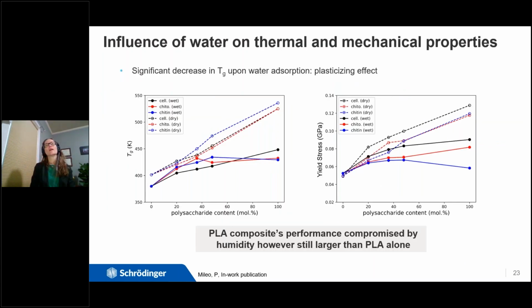So we know how much water is going into the system and where it is going, and we can now look at the impact on different properties. If we look at glass transition temperature, we can see that, as expected, as you load water into the systems, the glass transition temperature decreases. Similarly, we see a decrease in the yield stress as we load in the water. So we have a decrease in the overall composite performance with that water being loaded into it.